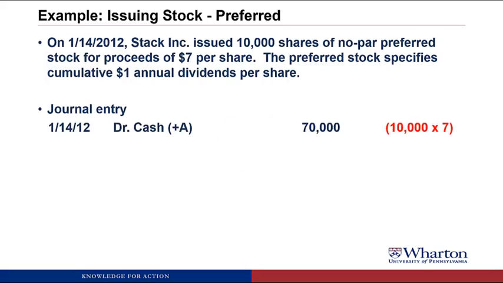Okay, so we're going to have a debit to cash for $70,000. We're issuing 10,000 shares, $7 per share. That's $70,000 cash we're receiving. We're going to credit preferred stock for $70,000. All of the contributed capital goes into preferred stock because it was no par. So there's nothing that goes into additional paid-in capital in this case. But by assumption, when it's no par, everything goes into preferred stock. And we also don't do anything with the dividends at this point. We don't do anything until the dividends are declared, which they will be later as we go through the example.